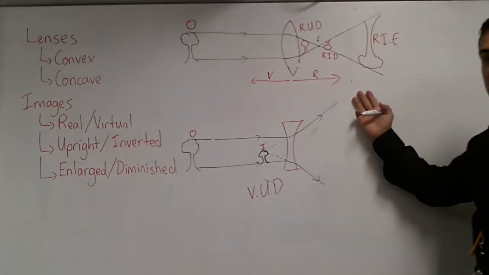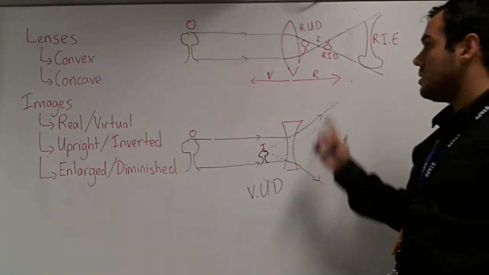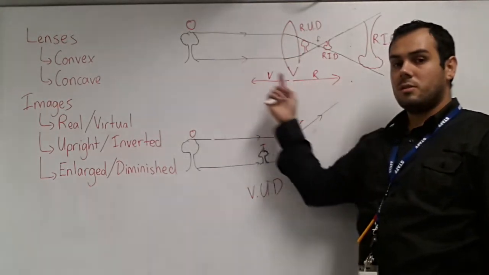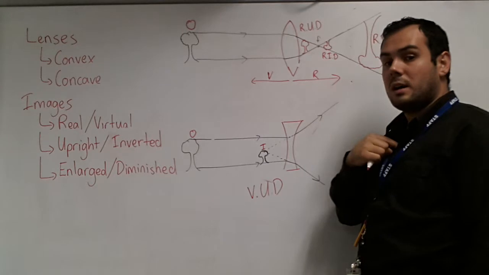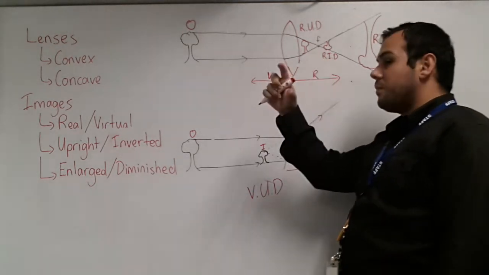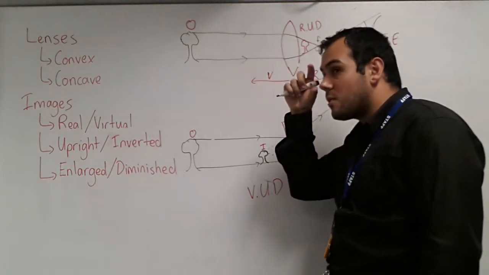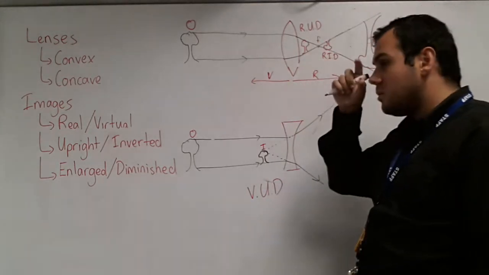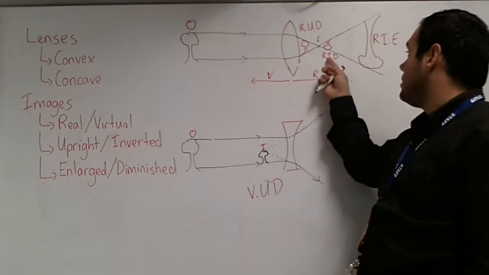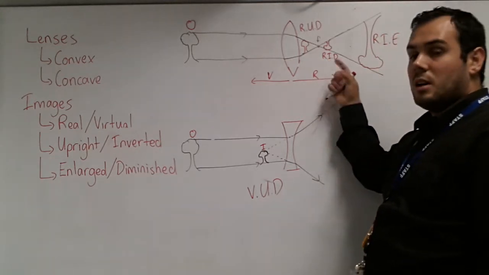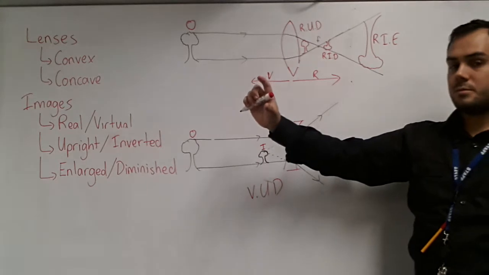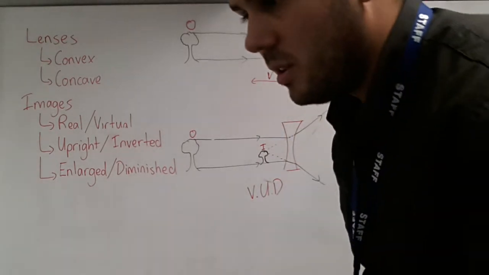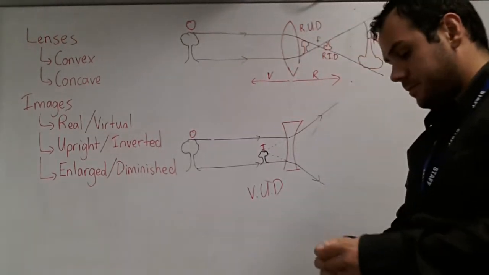So you have three scenarios of the type of image you're going to see when you look through a convex lens and an object. Three different scenarios, and it depends on where you are. So if you're in front of the focal point, you're actually going to see a real upright diminished image. If you're just behind the focal point, you're going to see a real inverted diminished image. And if you're way far away from the focal point, you're going to see a real inverted enlarged image. And I'm going to show you this with actual lenses.